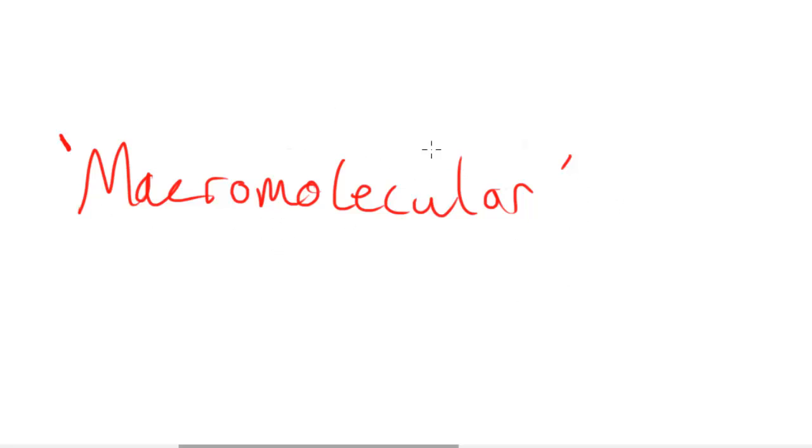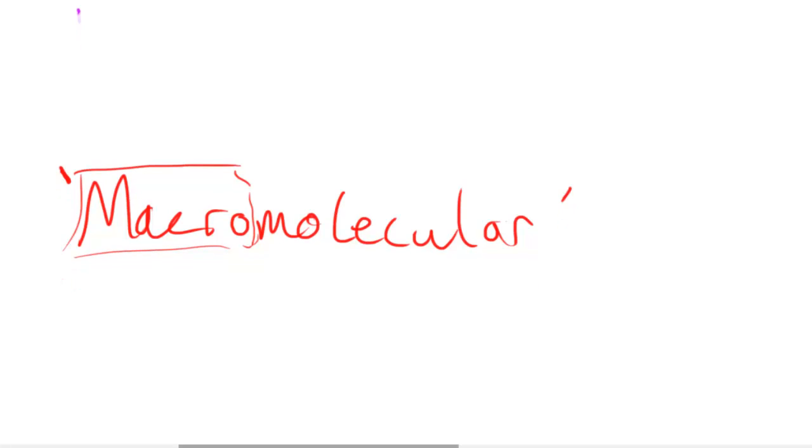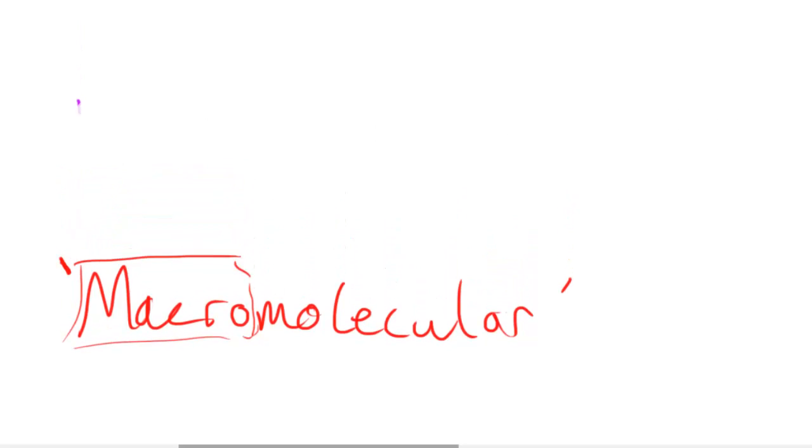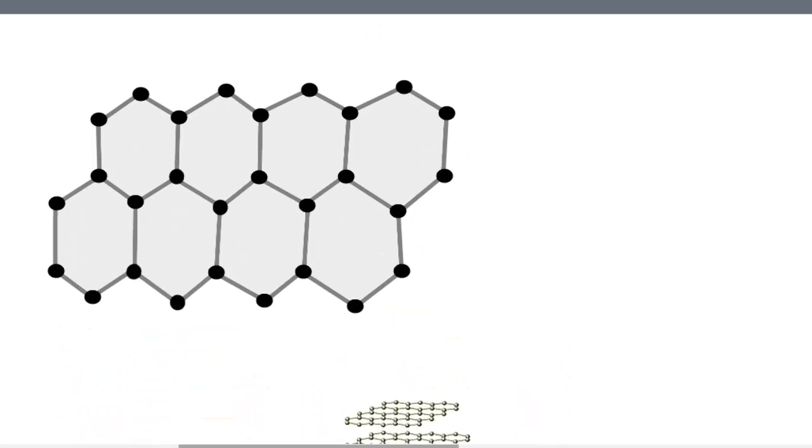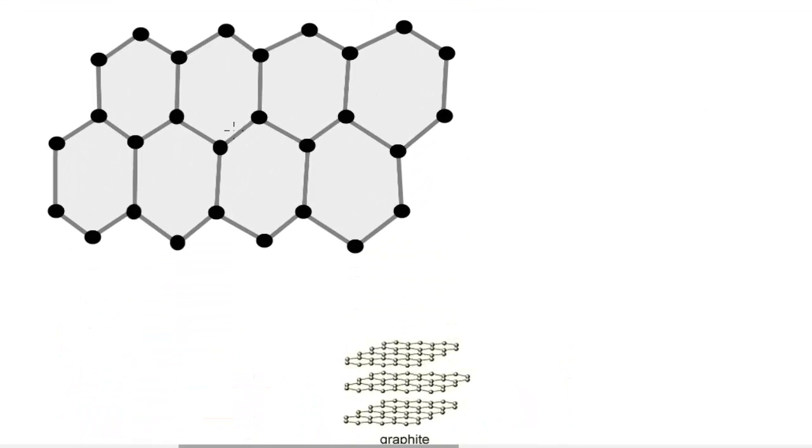to the fact that these structures usually contain many millions of atoms, hence the word macro, which means big or many. It's large scale in comparison to molecules, which are usually small. Now, in this video, I'm going to be talking about two important macromolecular structures: graphite and diamond. First of all, I'm going to be talking about graphite.